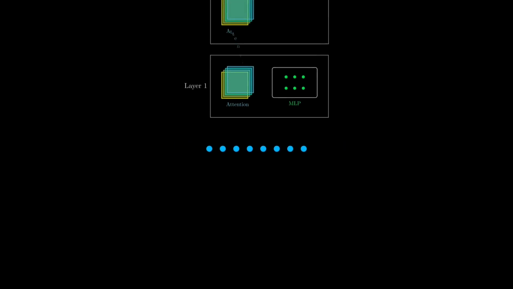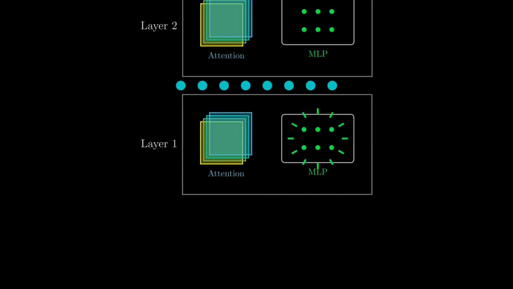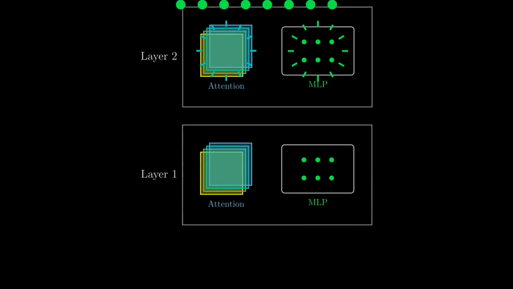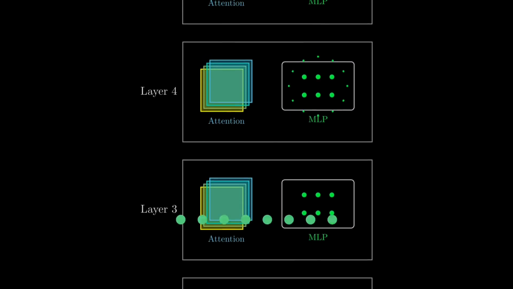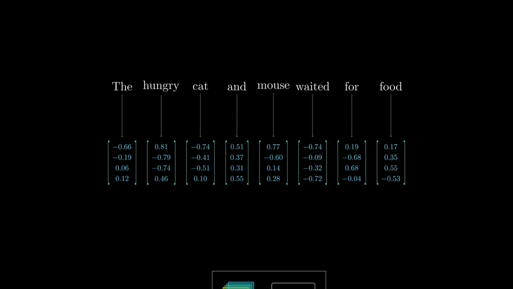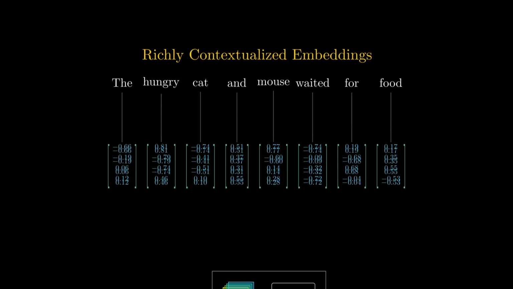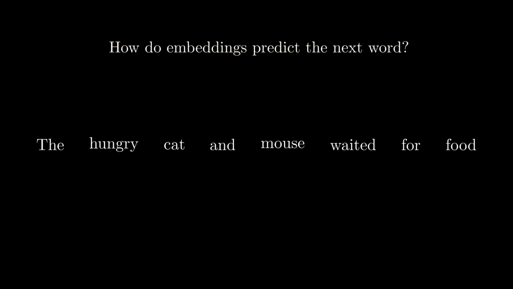Let's come back to our central example, the hungry cat and mouse waited for food. By now, you can imagine that the embeddings for this sentence have gone through many attention heads and many layers, each layer applying multi-headed attention, then passing through an MLP, then another layer and another. After moving through all of these stacked layers, the embeddings become the final richly contextualized version of the entire sentence. Now comes the question, how can these embeddings help predict the next word?